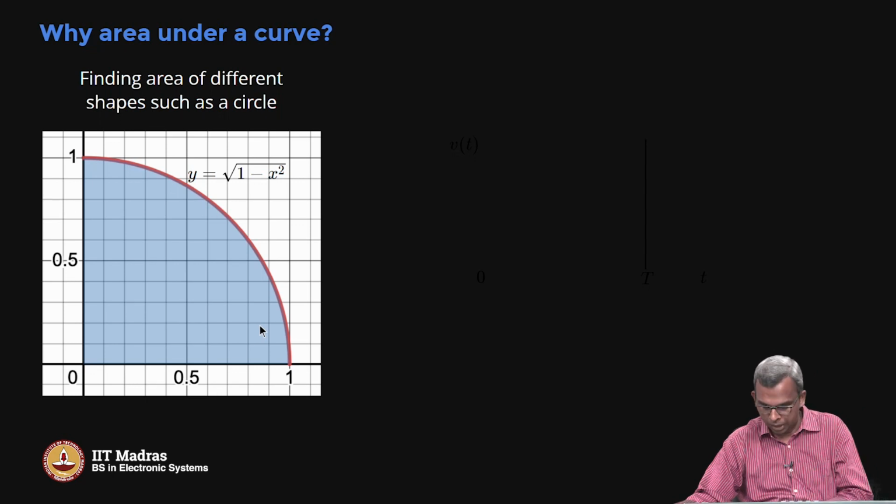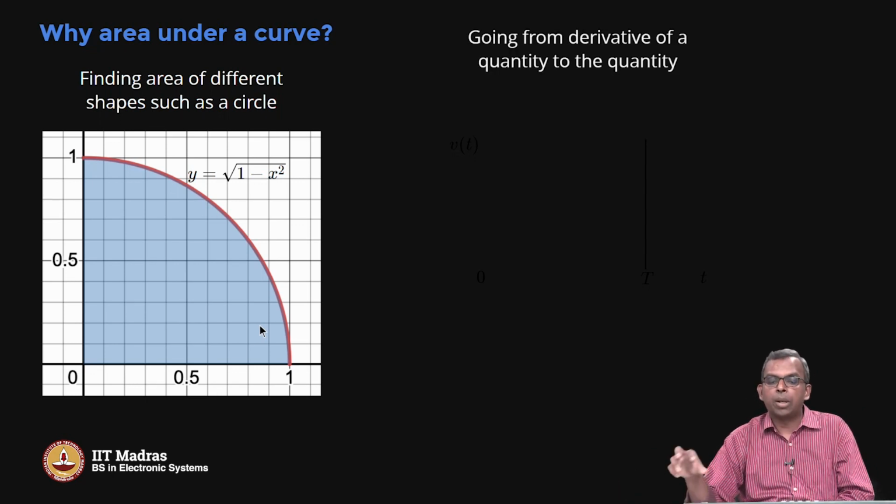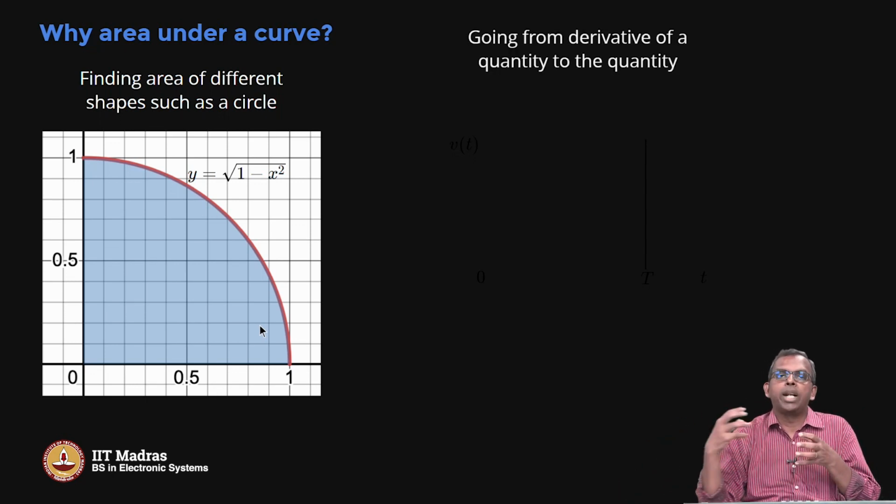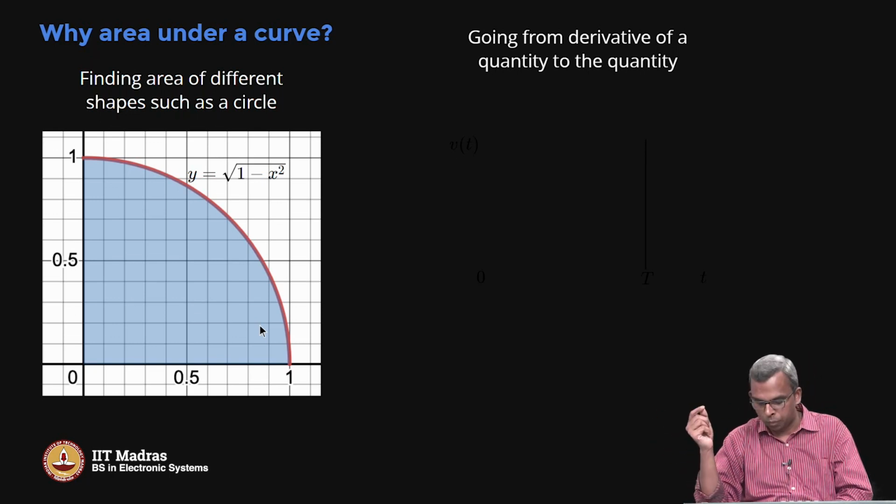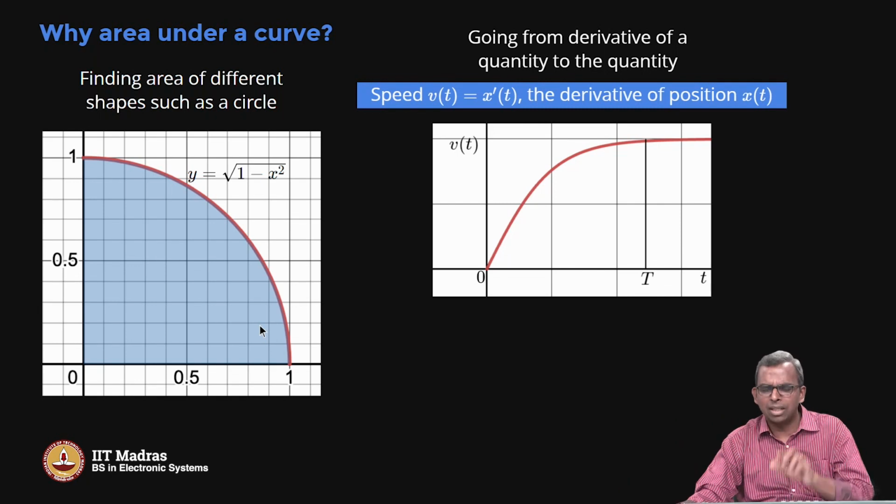That's number one. Number two is going from the derivative of a quantity to the quantity itself. This is the example we saw, going from speed to distance, right? Derivative of a quantity to the quantity itself. Here's just an illustration. If you have v of t equals x prime of t, which says the derivative of distance is speed, which is the derivative of position.